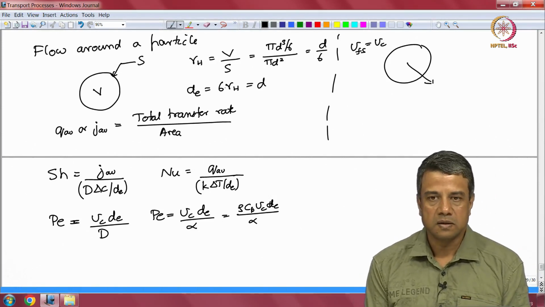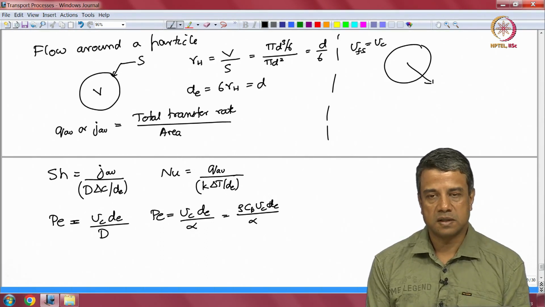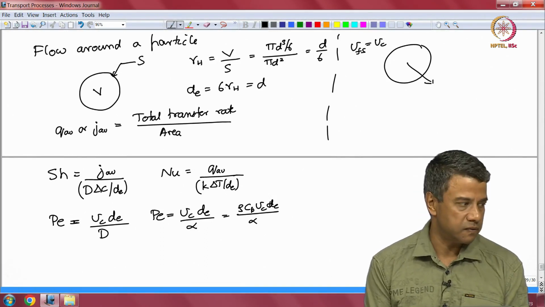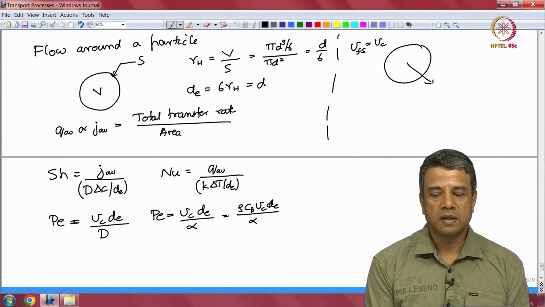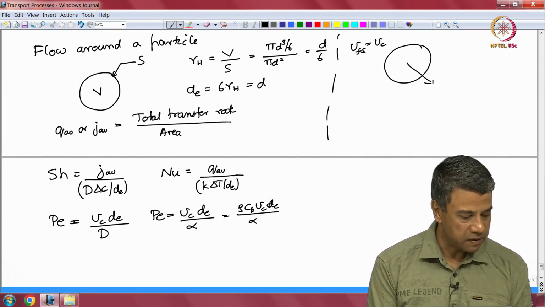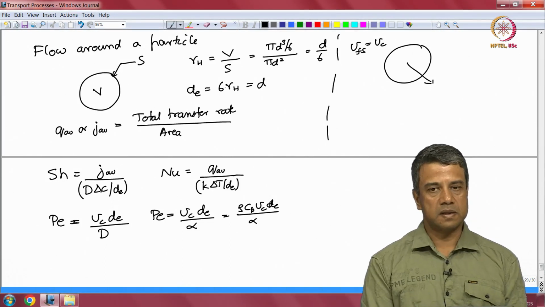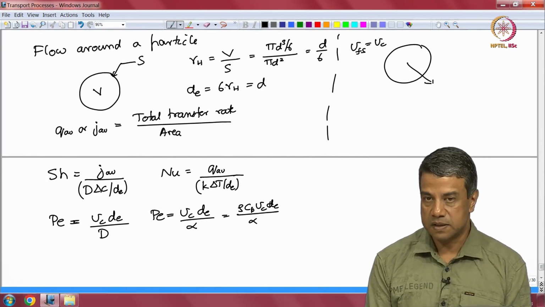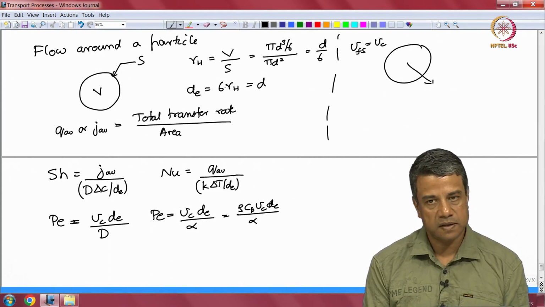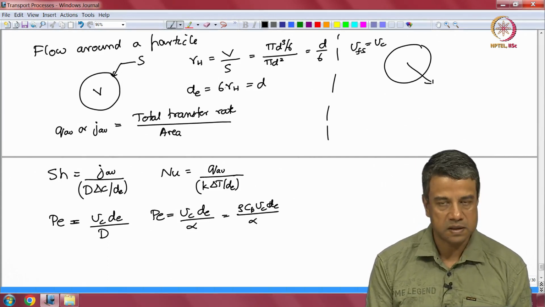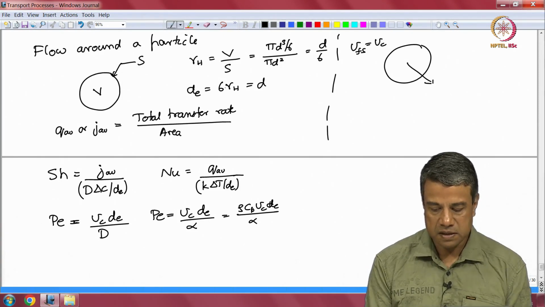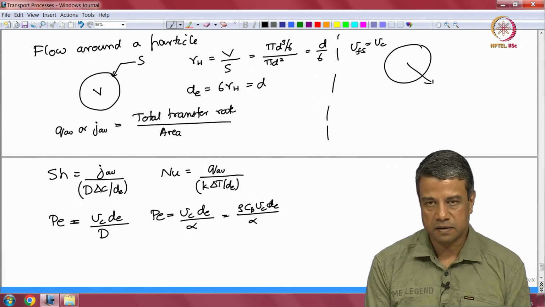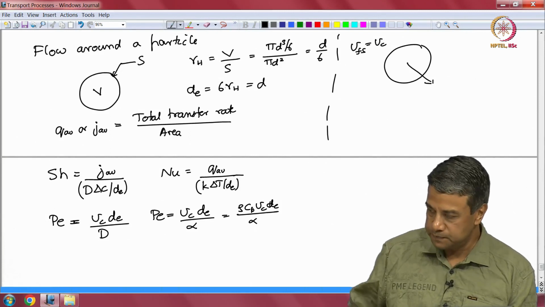So, in the case of flow through a conduit, it is the average velocity of the flow. In the case of a suspended particle, it is equal to the free stream velocity, the difference between the velocity of the object and the velocity far from the object. So, that is the characteristic velocity, and that characteristic velocity is used in the definition of the Peclet number.